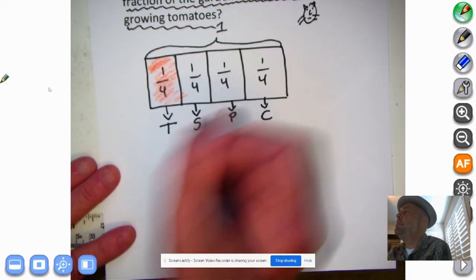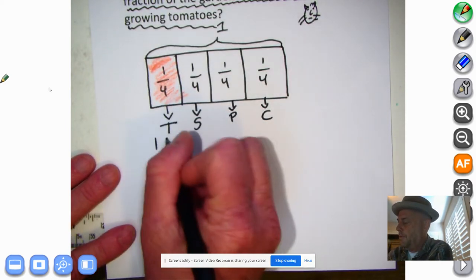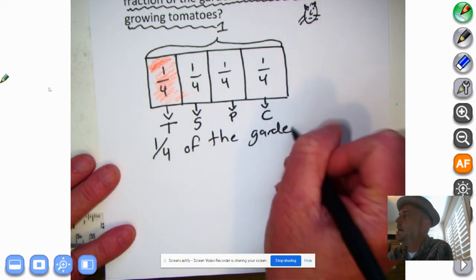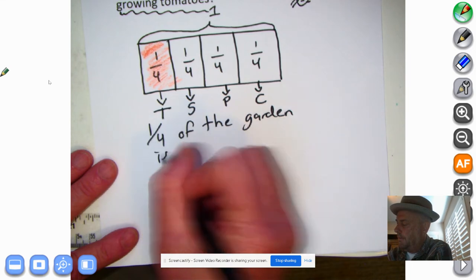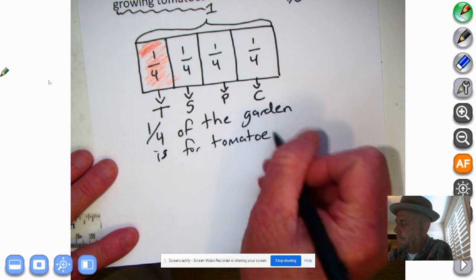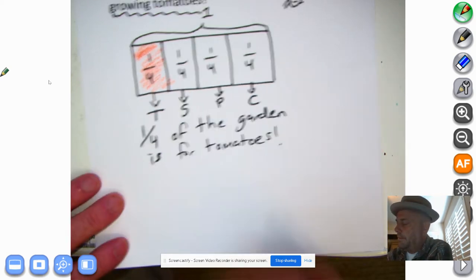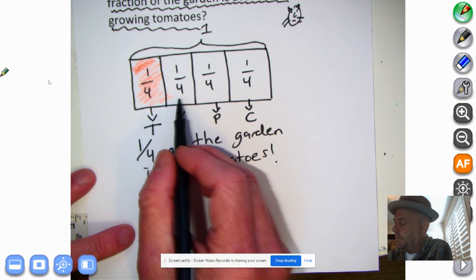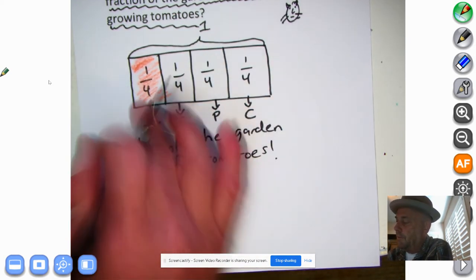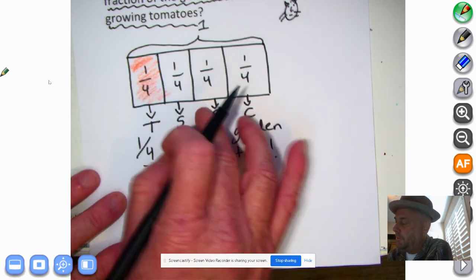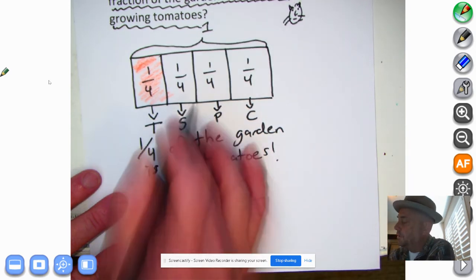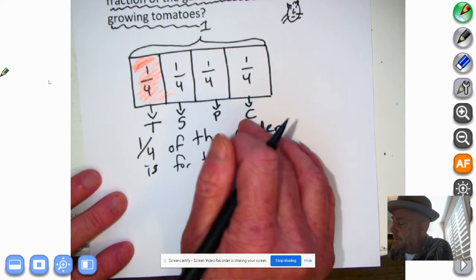So we can see here 1/4 of the garden is for tomatoes. So we had 1/4 for tomatoes, 1/4 for squash, 1/4 for peppers, and 1/4 for cucumbers, and we get 1 whole. We can see that 1/4 of the garden is for the tomatoes, and 1/4 is for the squash, 1/4 is for the peppers, and 1/4 is the cucumbers.